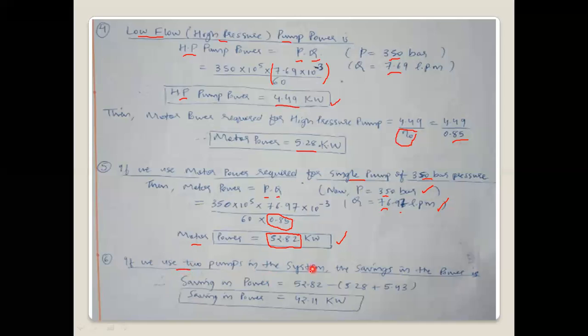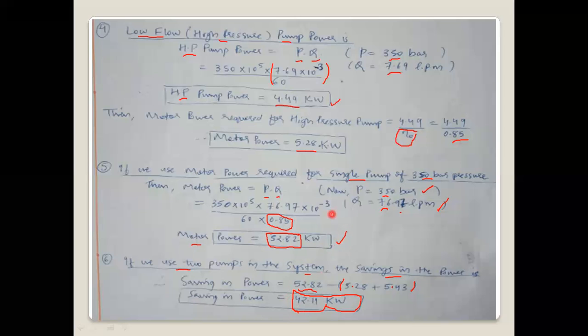If we use two pumps in the system, then the savings in power will be as follows. For the single pump, the power is 52.82 kilowatt. Then add the two pumps, low flow and high flow, that is 5.28 and 5.43. Then I get 42.11 kilowatt, this much power I am saving when using the two pumps. In this way we have to design: we have to see the requirements, and unnecessarily we should not waste the power.